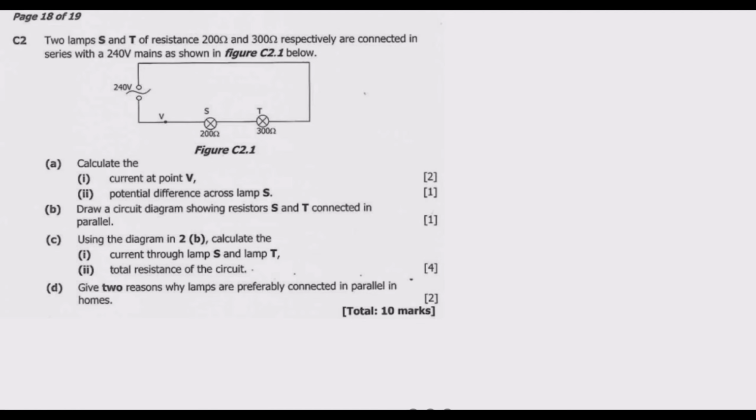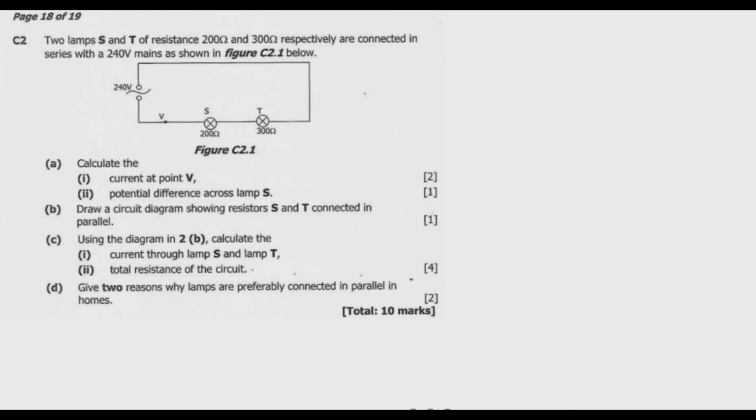Let us look at C2. Two lamps S and T of resistance 200 ohms and 300 ohms respectively are connected in series with a 240 volts mains as shown in figure C2.1 below. A. Calculate: Roman numeral 1, the current at point V; Roman numeral 2, the potential difference across lamp S.